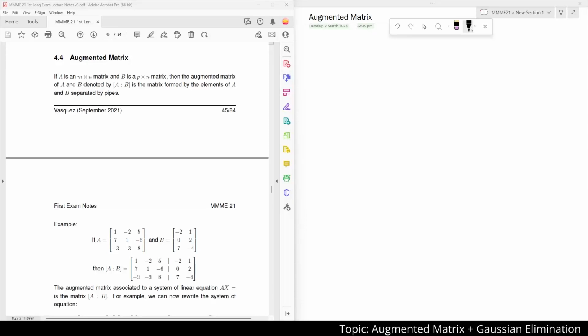So good day everyone. Today we'll do Augmented Matrix and Gaussian Elimination.